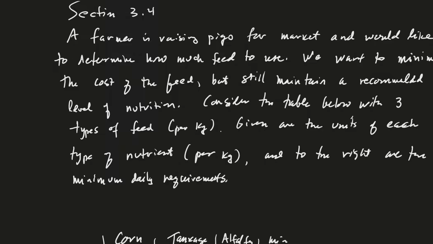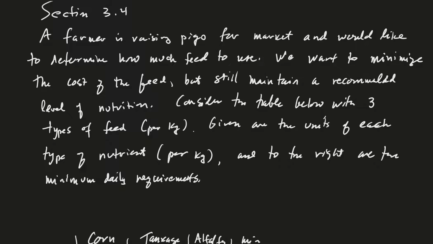Alright, so we're taking a look at section 3.4 now. This is the diet problem. We're going to do it a little bit differently than the book. The book uses a human diet. We're going to see here that it doesn't need to be a human diet. It could be a farm problem.